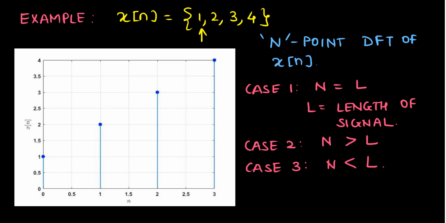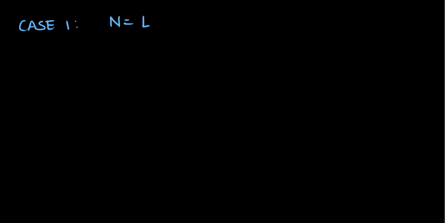Now let us try to consider these cases one by one, and if we observe our example, we know that the length of this x of n, that is the value of L, is equal to 4. So for our considered example, the value of L is equal to 4. So let us go to the first case. We know that for the first case N is equal to L is equal to 4.